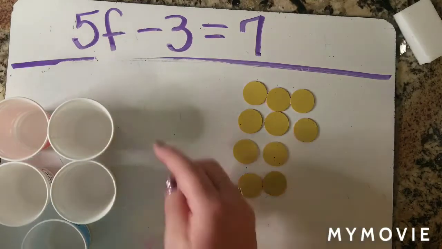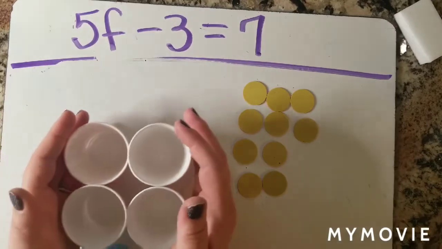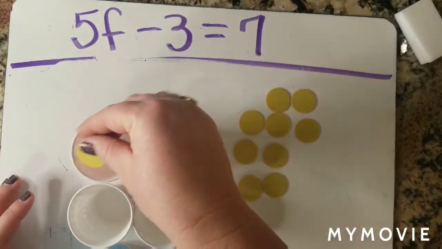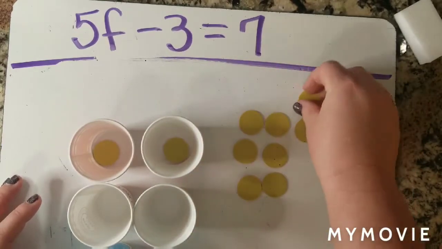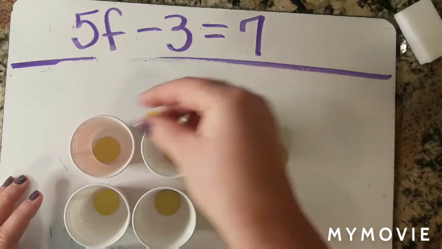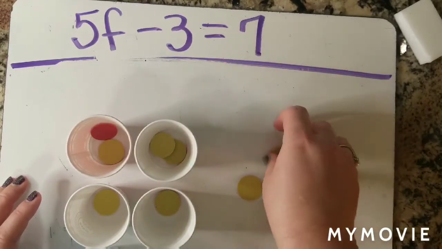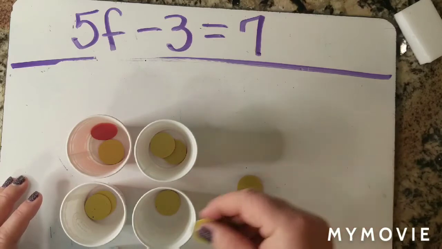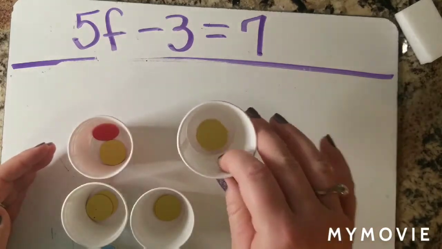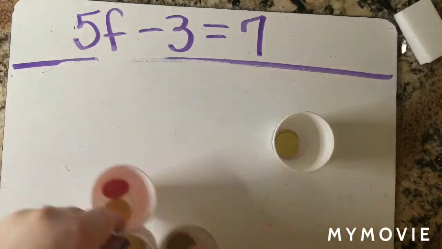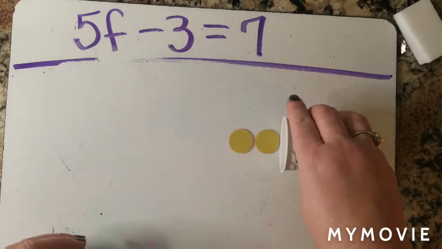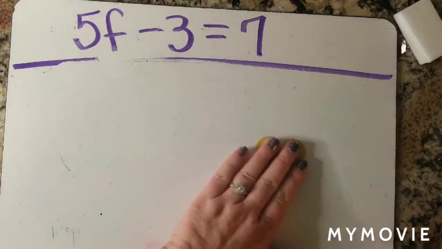So now in order to get my f by itself, I have to divide these into these 5 cups, one at a time. 1, 2, 3, 4, 5. 1, 2, 3, 4, 5. So now I want to see how many is in 1 cup because I need to know how much 1F is. And 1F is positive 2.